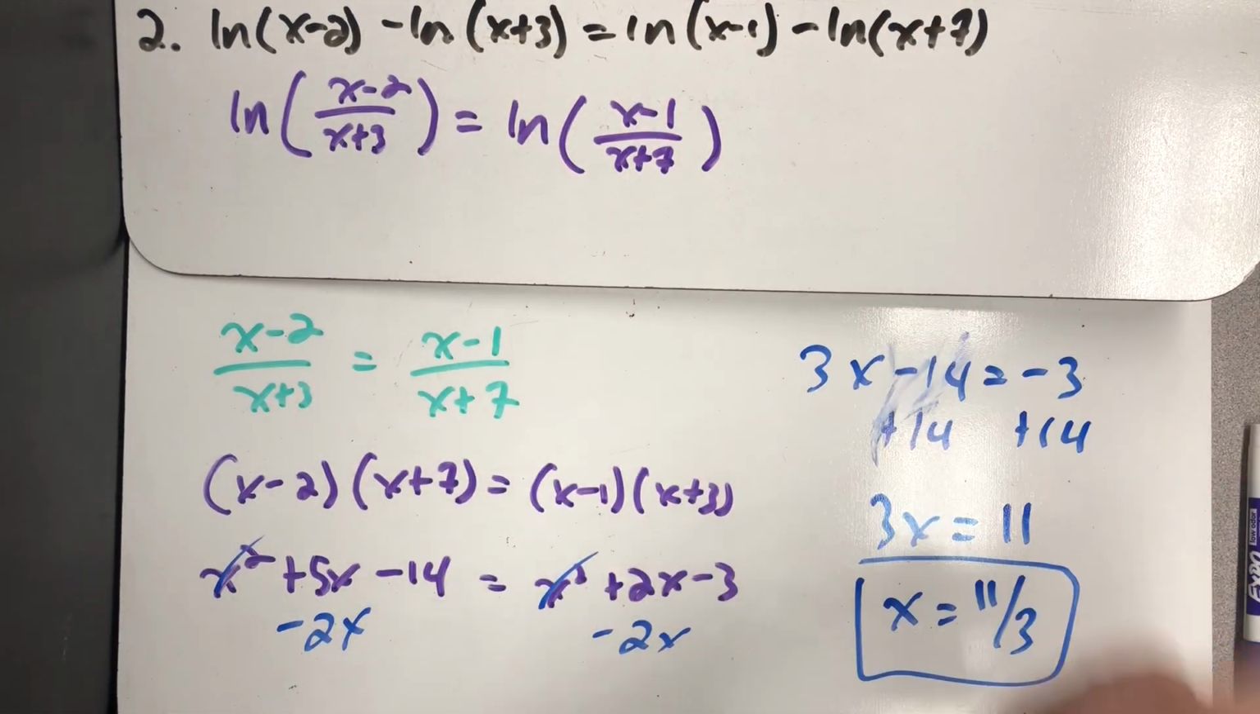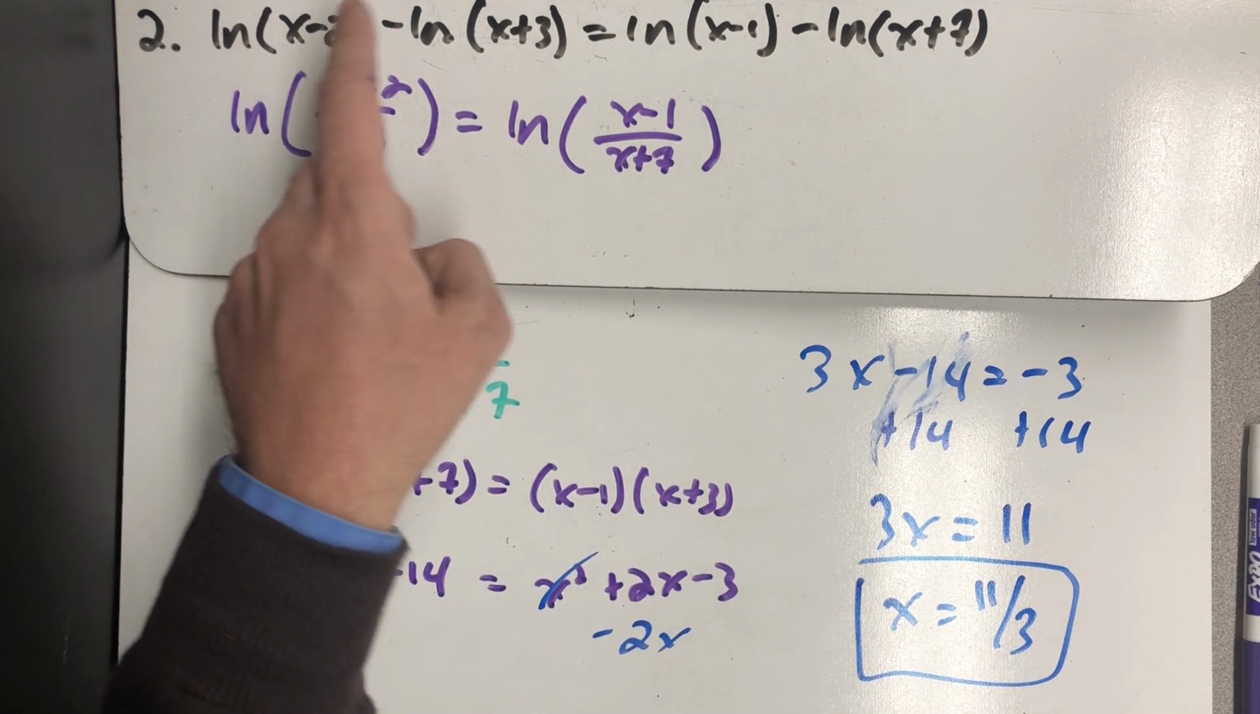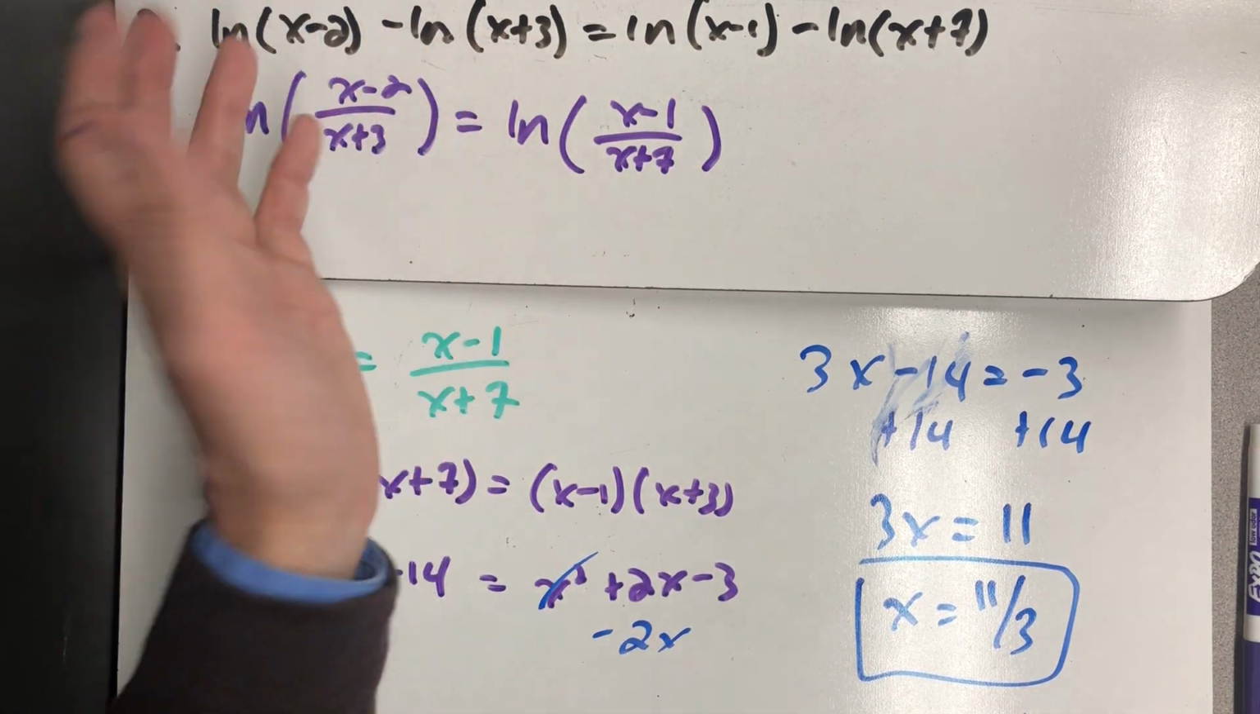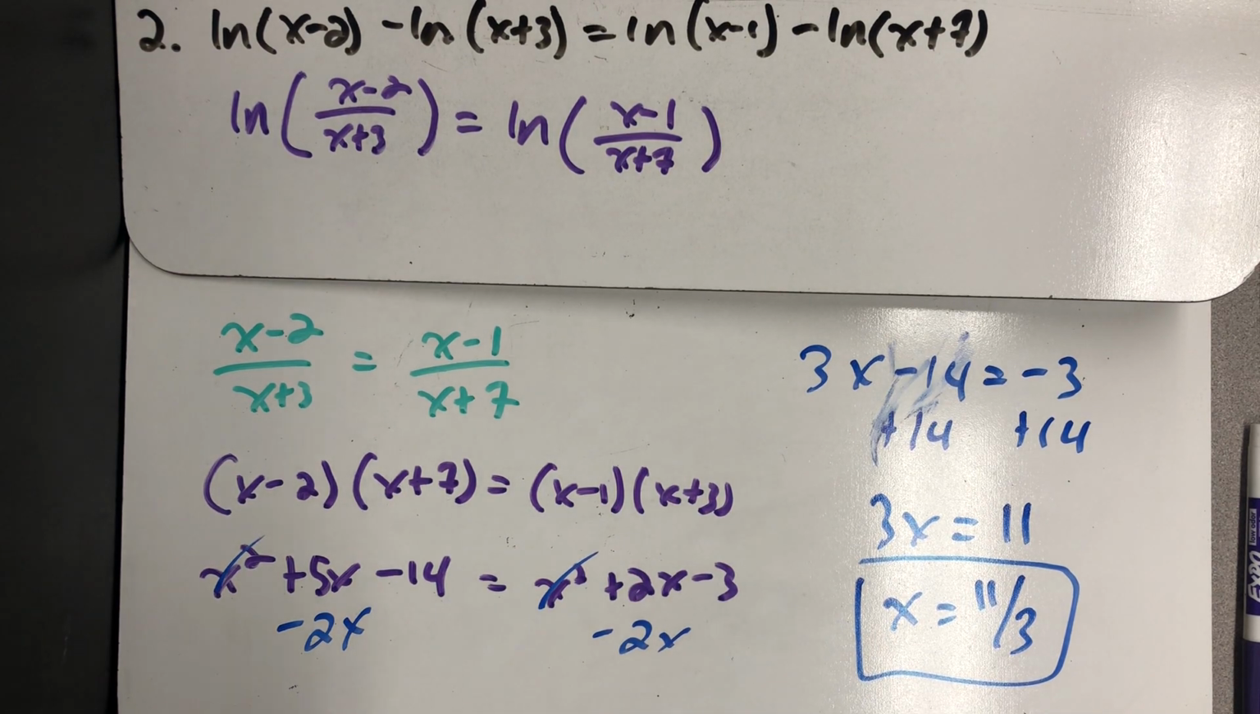It seems to work in all those logarithms, and what we actually should do now is get out our graphing calculators and type in exactly this and write down what we get, and then compare it to what we get when we plug 11 thirds into that. But I'm going to let you do that.